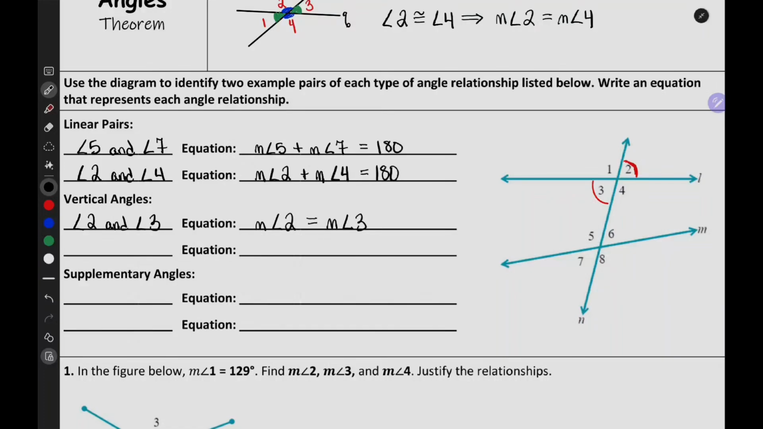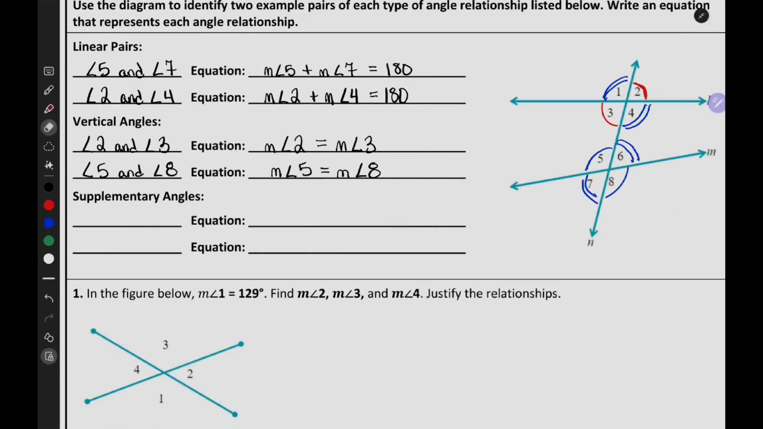Find another pair of vertical angles. Another pair of vertical angles would be angle 5 and angle 8, or angle 6 and angle 7. Or if you listed angles 1 and 4, you will have successfully identified vertical angles.